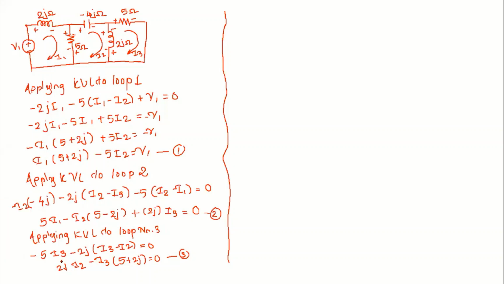We can apply Cramer's rule. So using Cramer's rule, we can solve this determinant. So D is equal to what? Equation number 1, 2, 3 we have.